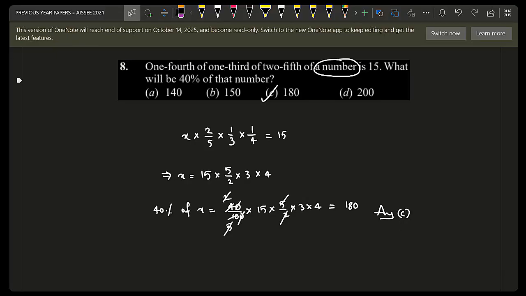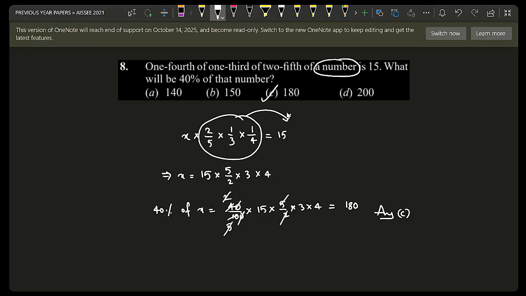See, first of all, they're saying 1/4 of, 1/3 of, 2/5 of a number. That number we don't know. I'm calling it a variable x, right? So in x, let me write the 2/5 as 2 by 5. Then in that they're asking 1/3, so we can write 1 by 3. And in that they are asking 1/4, so I can write 1 by 4. So this product they are saying is equal to 15. So using this, I want to find the value of x. So all these fractions, I want to transpose to the other side, so I get the value of x.